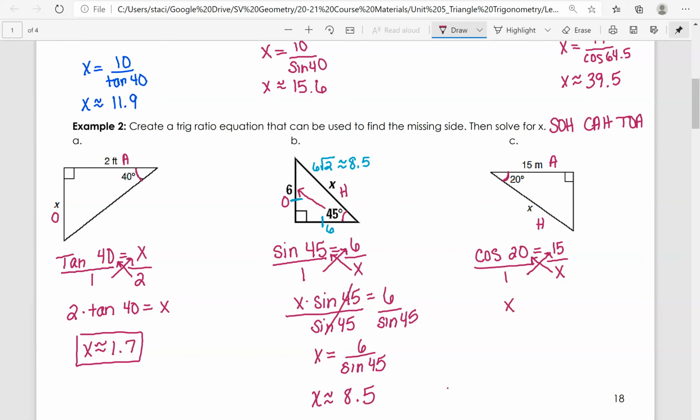So I get x times the cosine of 20 equals 15. Divide by the cosine of 20. These cosine 20s will divide to 1. And so we're left with x equals 15 divided by the cosine of 20, which if we put that in our calculator is about, now the answer we get is 15.96. The 6 would make the 9 round up. The 9 would then make the 15 round up to the next whole number. So really x was about 16.